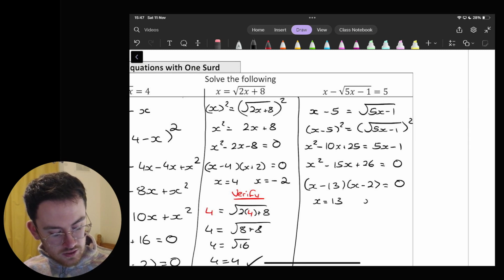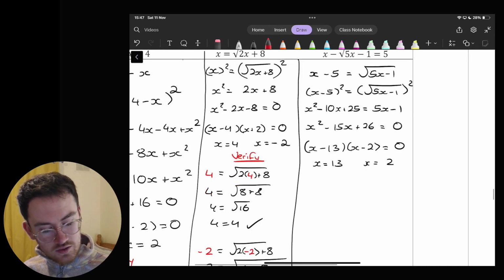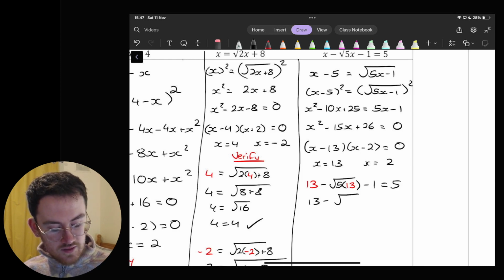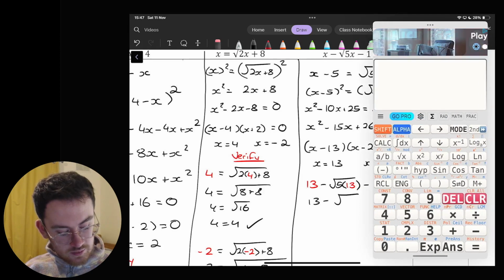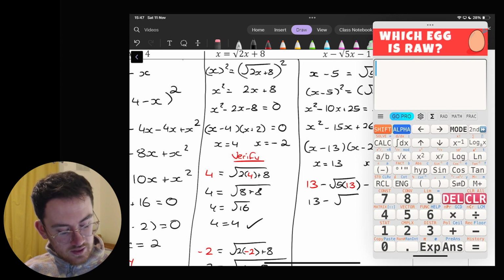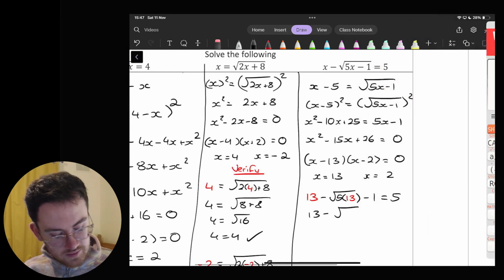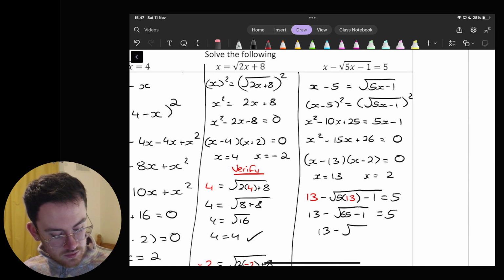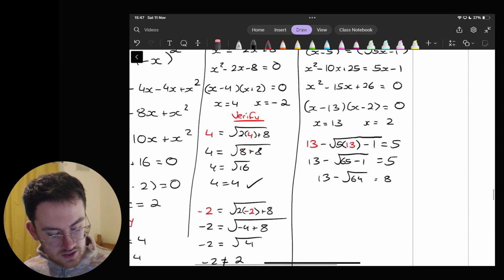So my two answers are 13 and 2. I'm going to verify those by subbing into my original equation. So is 13 minus the square root of 5 times 13 minus 1 equal to 5? Well, I don't know, let's see. 5 times 13, what is that going to give me? 5 times 13 is 65. Oh, sorry, I've made a mistake in writing it out there. I should have the square root over all of it. So 65 minus 1 equals 5. Square root of 64, 5. The square root of 64, of course, is 8.